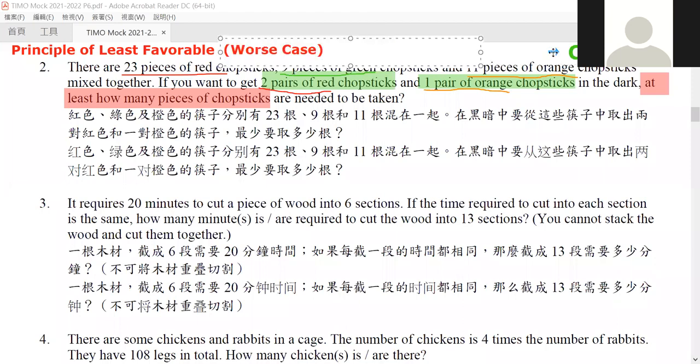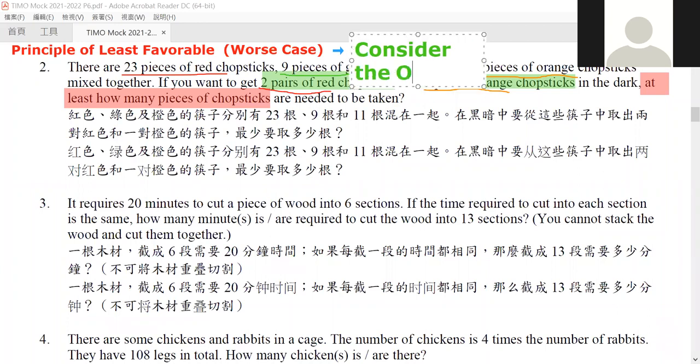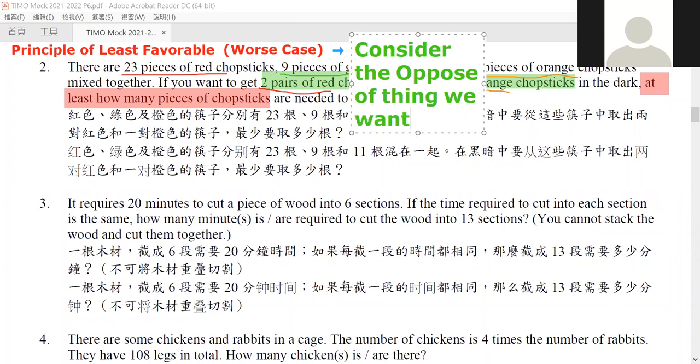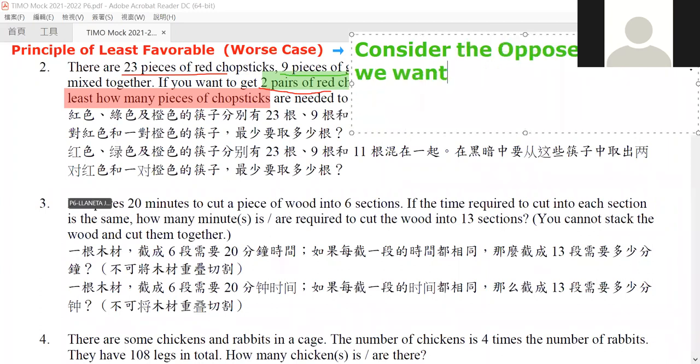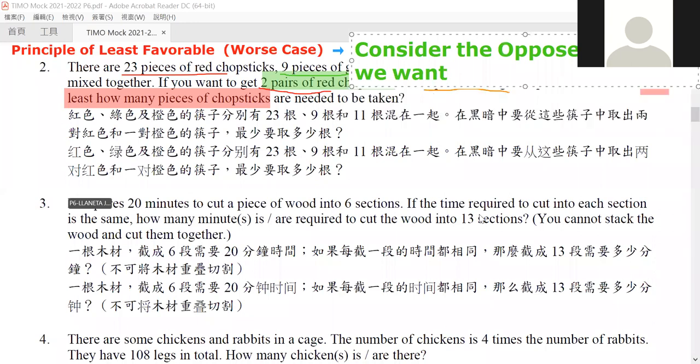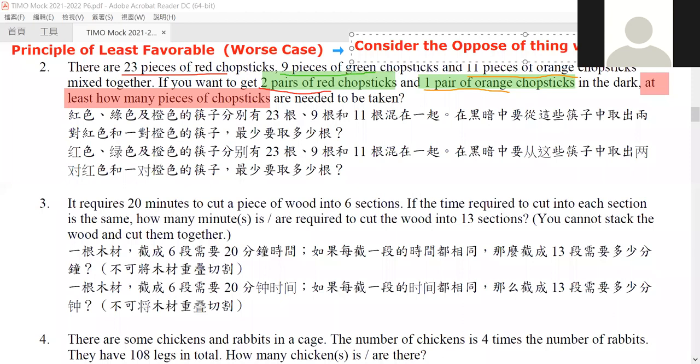Okay, what do you mean by principle of least favorable? Is to consider the opposite of the things we want.